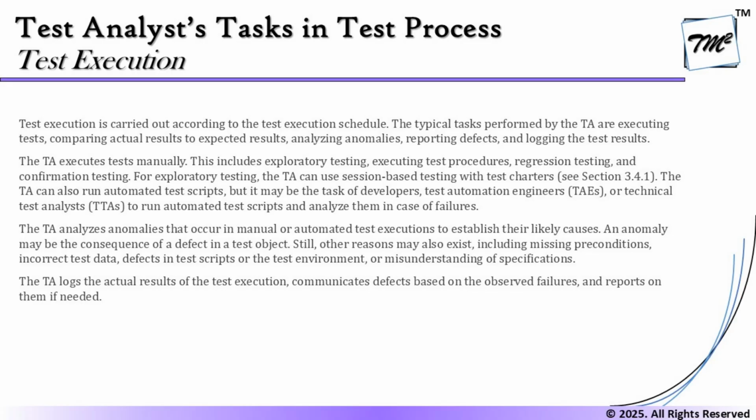Now, to put it across a little bit more professionally, let's go to the syllabus. Of course, we are talking about execution. So execution is carried out according to the test execution schedule, which is certainly prepared during the test implementation phase. And the typical tasks performed by the test analyst are executing tests, comparing actual results to expected, analyzing anomalies, reporting defects, and logging the test results. At this point, they have very clearly told you what the key responsibilities of the test analyst are when it comes to the test process. And there should be no confusion hereafter about what a test analyst should be doing during the execution phase.